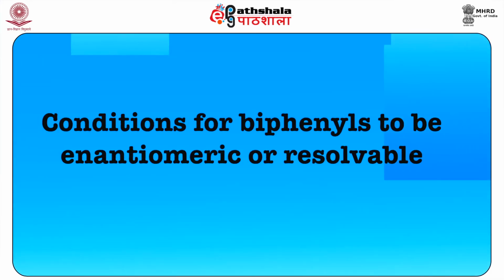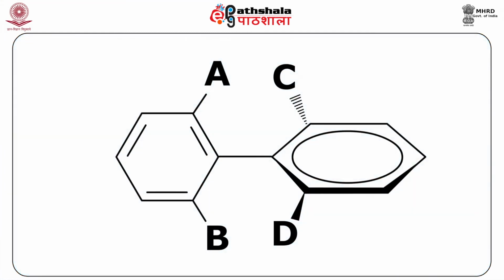So what are the conditions for biphenyls to be enantiomeric or resolvable? What are the basic conditions? First, the planes of the two aryl groups must be non-planar. This can be done by introducing bulky groups in the ortho position so that the planar conformations are destabilized due to steric repulsion. As you can see in this figure, that is how non-planarity is achieved, by placing bulky groups in the ortho position. Most tetrasubstituted biphenyls can be resolved and are quite stable to racemization if at least two of the groups are fluorine or methoxy, provided that A, B, C and D are none of them hydrogen atoms.